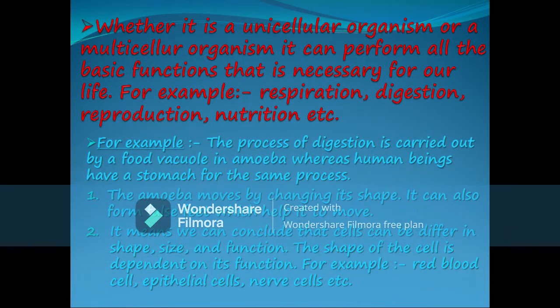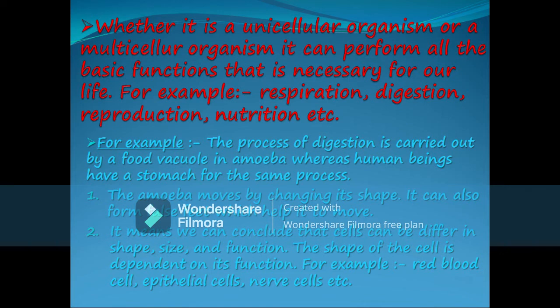Whether it is a unicellular organism or a multicellular organism, it can perform all the basic functions that are necessary for life. For example, respiration, digestion, reproduction, nutrition, etc. For example, the process of digestion is carried out by a food vacuole in amoeba, whereas human beings have a stomach for the same process. The amoeba moves by changing its shape. It can also form false feet, which help it to move.